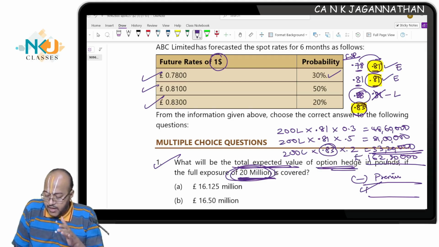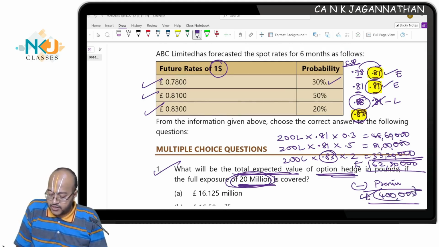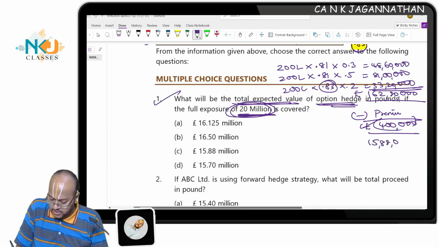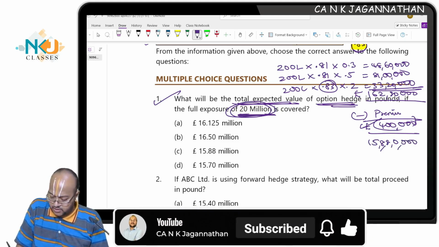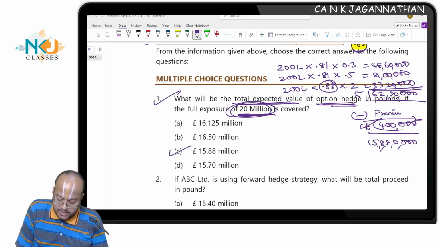This is in pounds, minus 4 lakh pound. Are you all understanding? So you will reduce the 4 lakh pound and you will get the balance, 158 lakhs 80,000. That is, I think, 15.88 million. C is the correct answer.